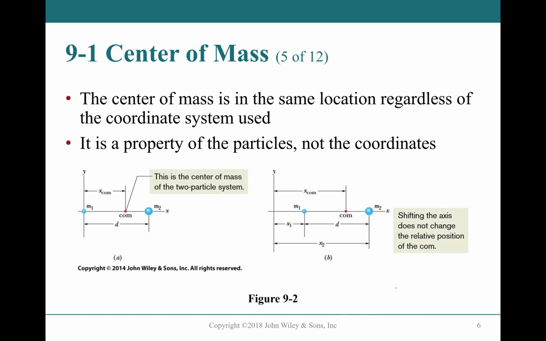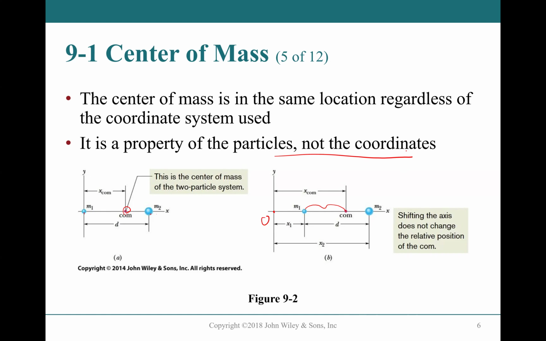Here, you have two masses. The center of mass is in the same location, regardless of the coordinate system used. If we have mass 1 and mass 2 and we find the COM here, and then we use a new coordinate system with the origin here, the COM is still between the two masses, right here. The location of the center of mass with regard to the location of the masses is the same. So it's a property of the particles, not the coordinate system.